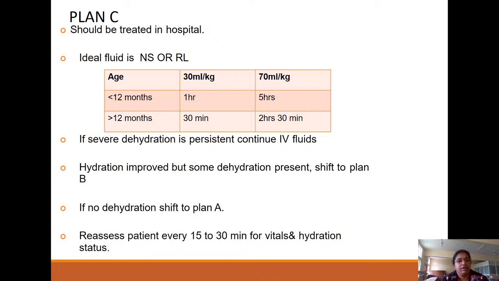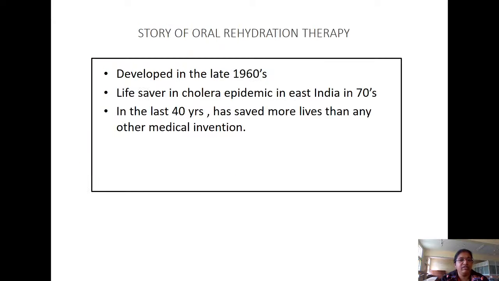Okay. If severe dehydration is persistent, you continue the IV fluids, don't stop. If hydration has improved but some dehydration is present, shift to plan B. And from plan B, if the child is recovering well, shift to plan A. Reassess the child every 15 to 30 minutes for vitals and hydration status. Ideally the 5 hours and 2.5 hours have to be completed. After that, you assess how the child is. Some dehydration, plan B. No dehydration, shift to plan A. And if the child is still having losses and is not able to take orally, continue IV fluids.